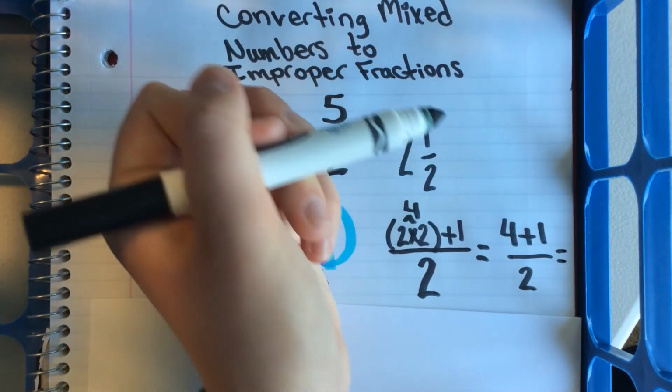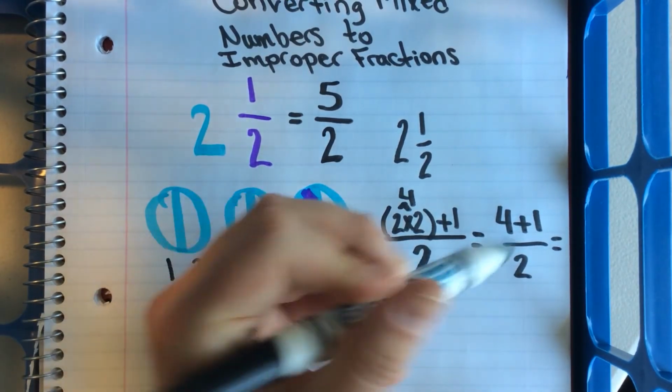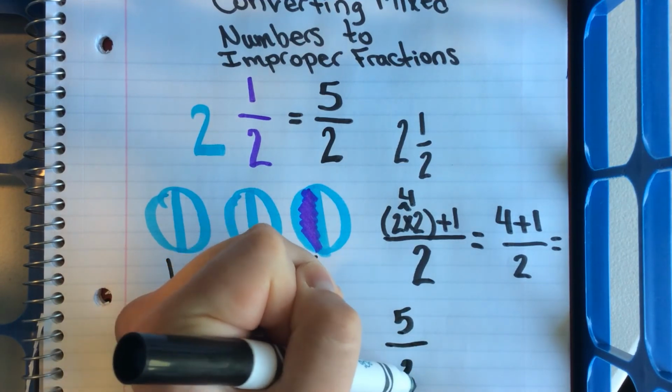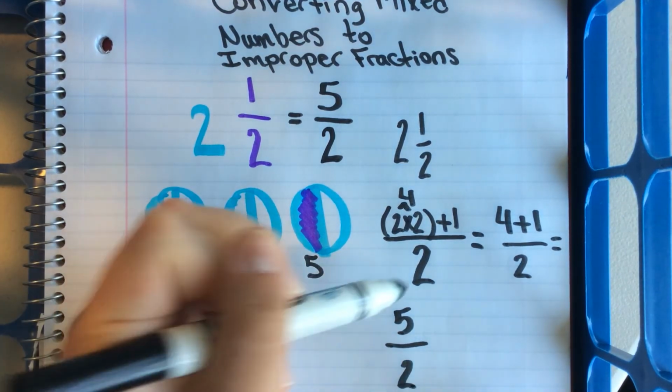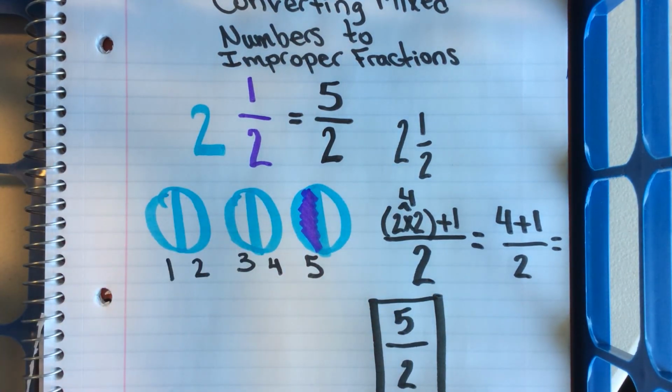Now, follow me. I'm going to go down one more line. Now, 4 plus 1 is 5. We're still keeping our denominator the same, and we get 2. So any way you do it, you still get 5 halves.